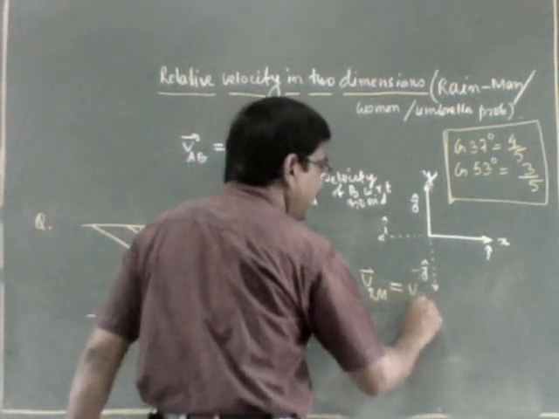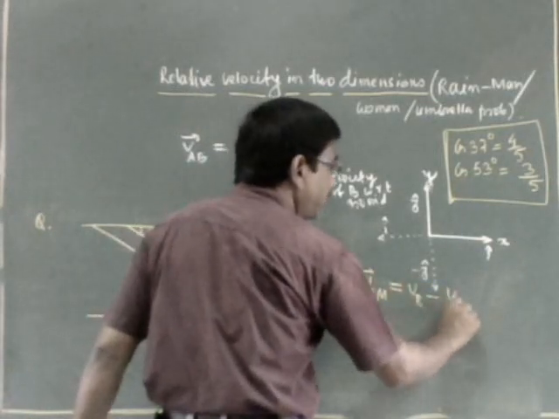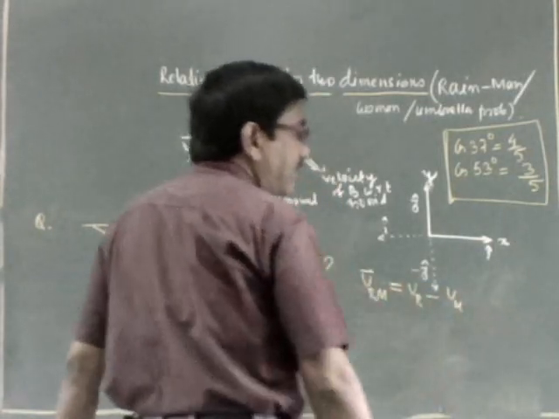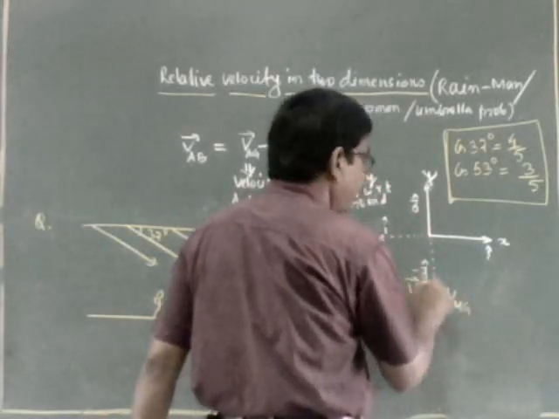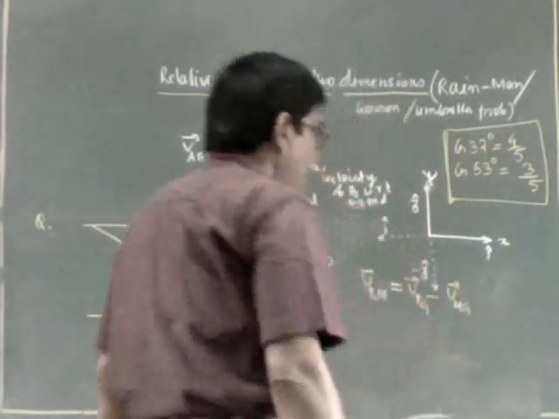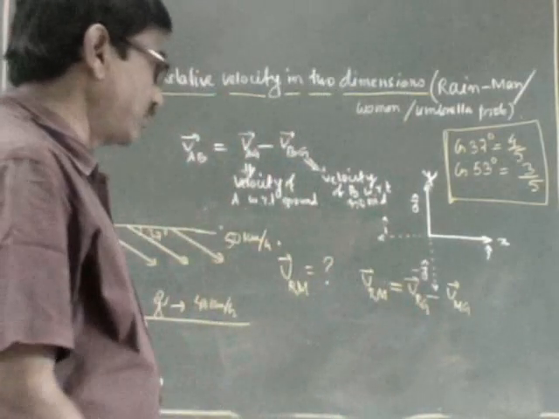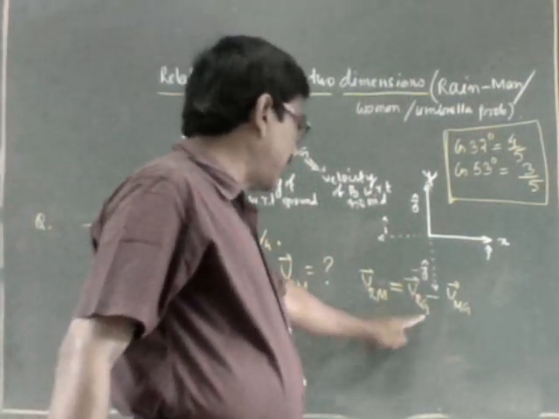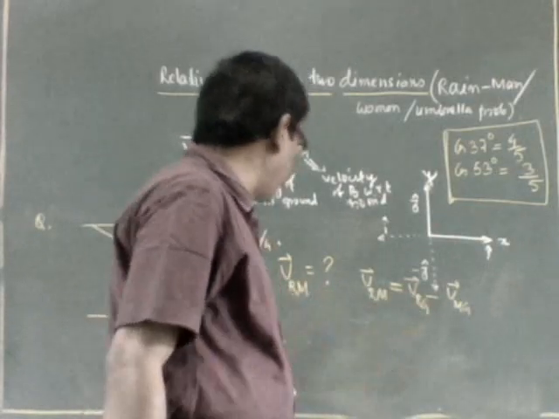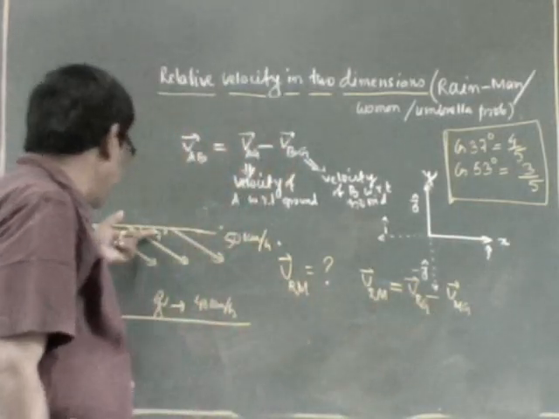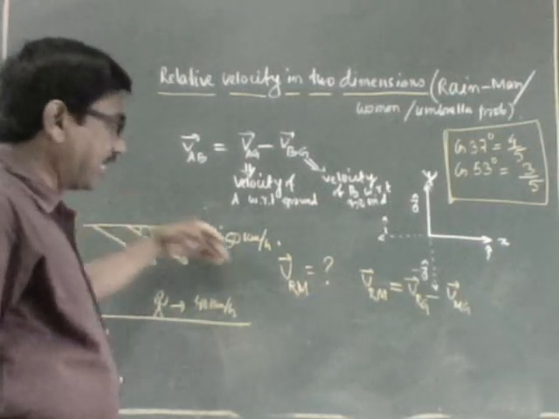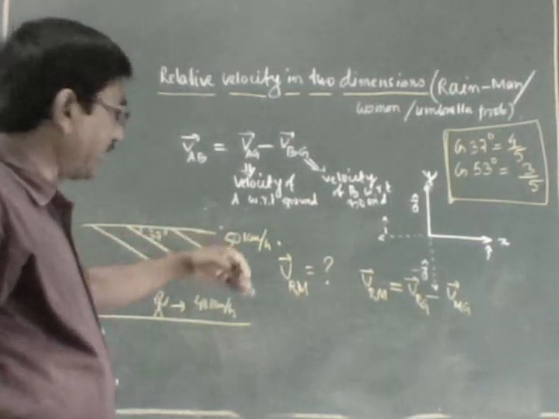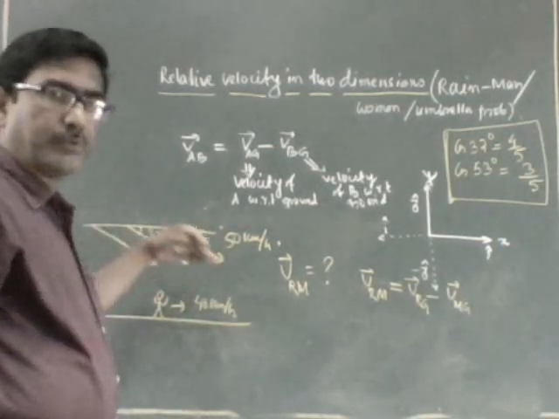is equal to VR minus Vm, with respect to ground. Now what is the value of VRG, the velocity of rain with respect to ground? It is falling at a certain angle. So what do you have to do?